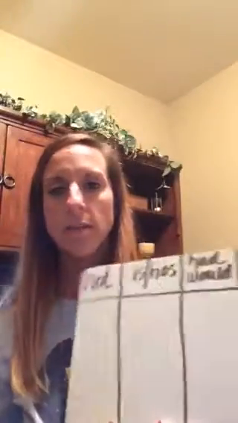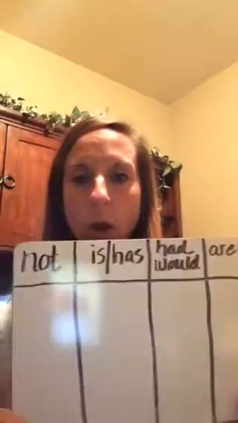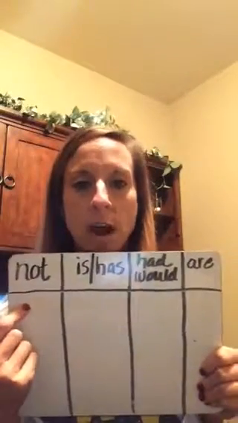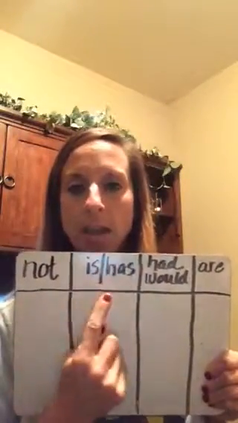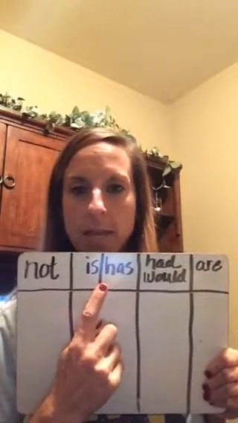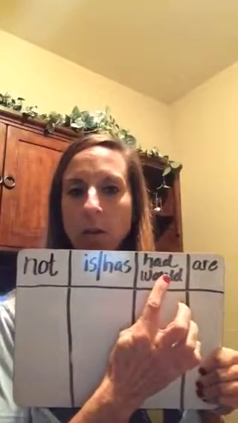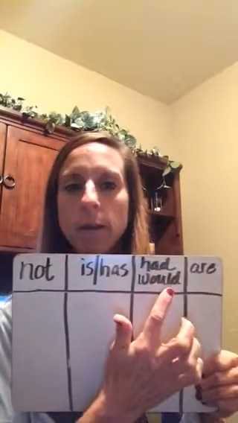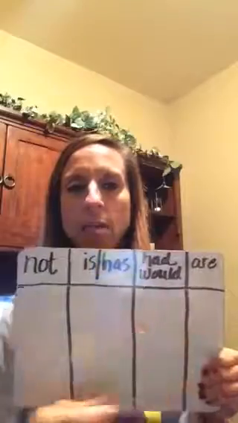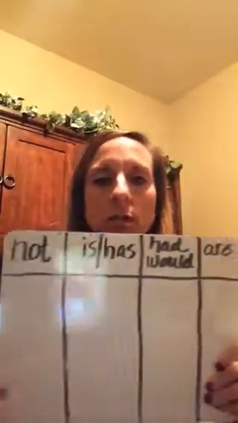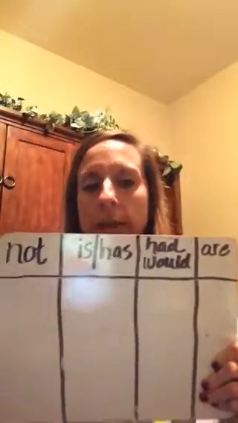Okay, today what I would like you to do is on your desk, I want you to put 4 columns. In one column, I want you to write the word not. In the next column, I want you to write is and has. The next column, I want you to write had and would. And the last column, I want you to write are. I'll give you just a few seconds to get that on your desk.